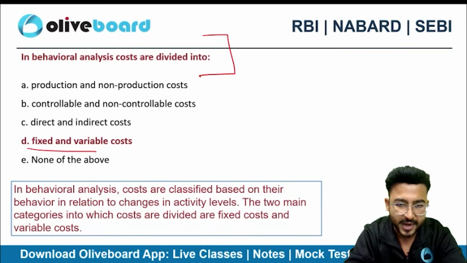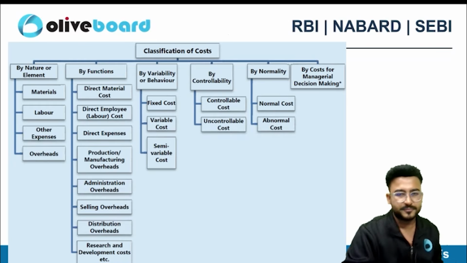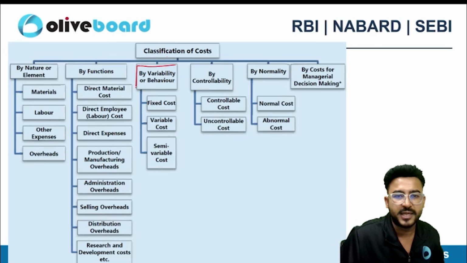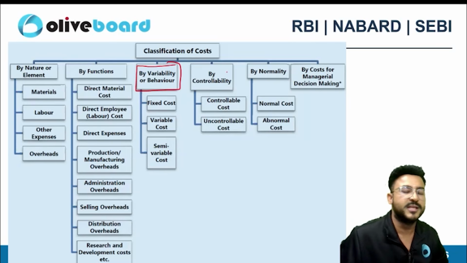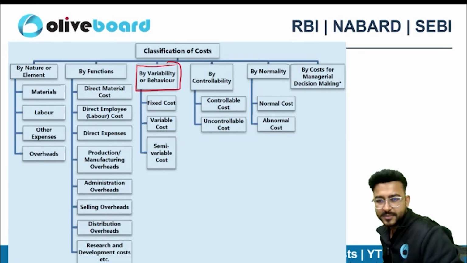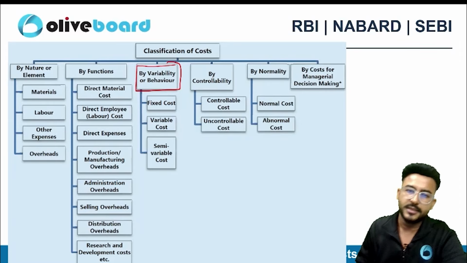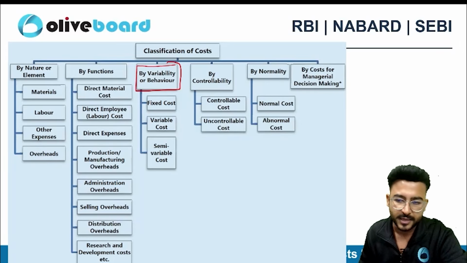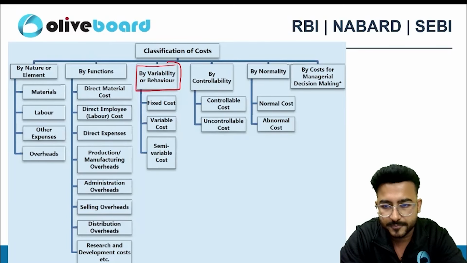Let me show you the chart as well where we do study this thing. Maybe after seeing that chart you will be able to recall. This is the chart. On the basis of variability or behavior, we have fixed, variable, semi-variable. Controllable, non-controllable is based on the controllability, right? So that's why the correct answer here is fixed, variable, semi-variable, and this is an examination question. This question came in your examination. Okay.